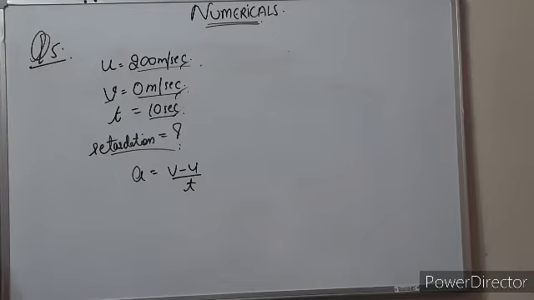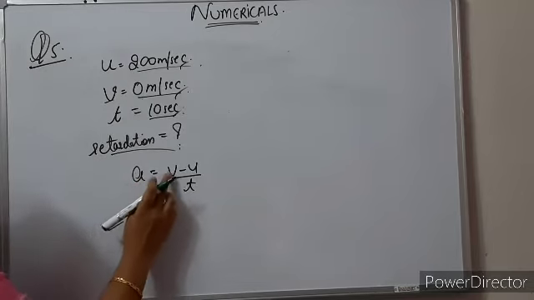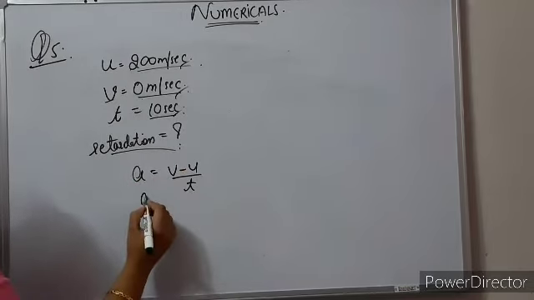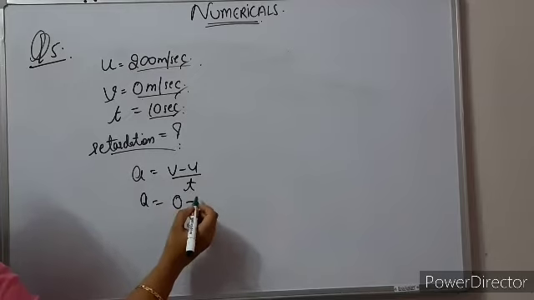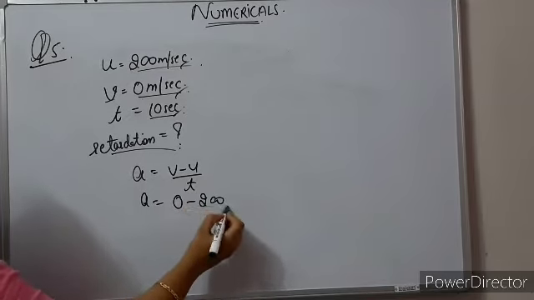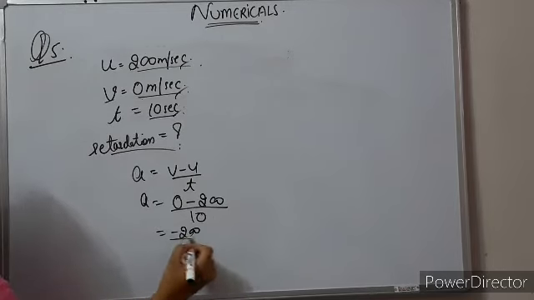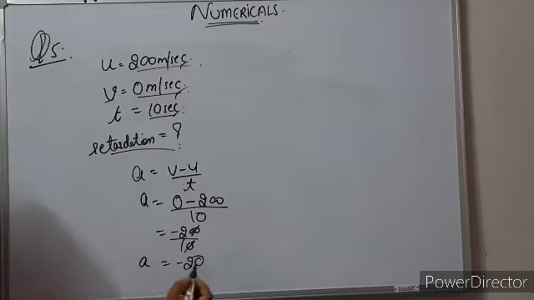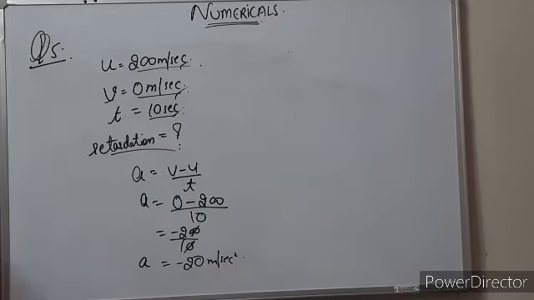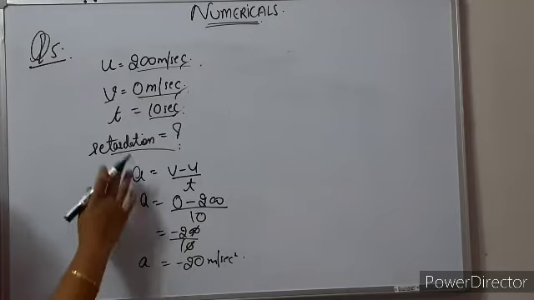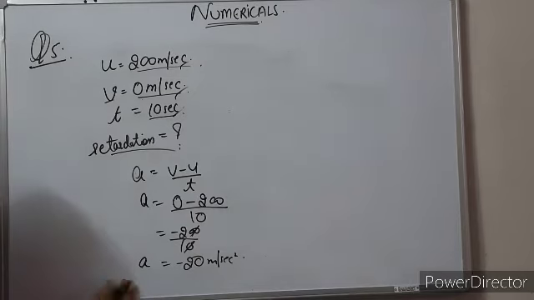Okay. So let's do that. Acceleration is v minus u over t. Put the values. v is 0, u is 200, t is 10. So it is minus 200 over 10. That is minus 20 meter per second square. So here we can say acceleration is minus 20 meter per second square. They ask retardation. Retardation means minus of acceleration.